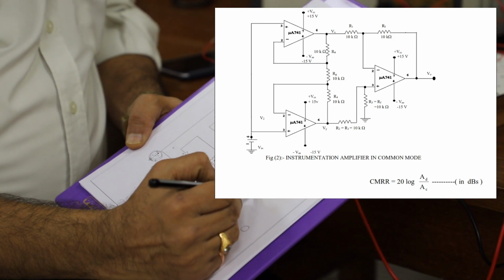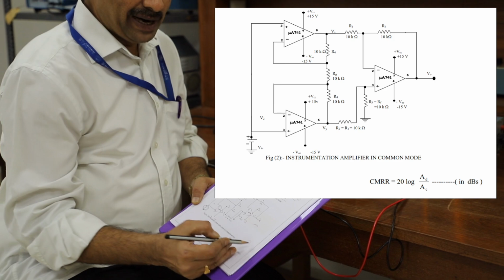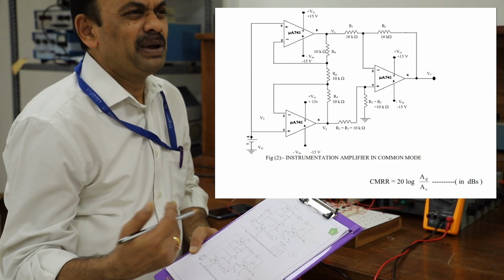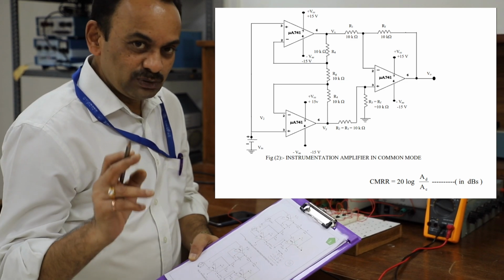And let me show that the output voltage will be extremely small now, because the common mode gain, which should be ideally 0, may be in the range of a few milli or micro or whatever. That is one thing I demonstrate.